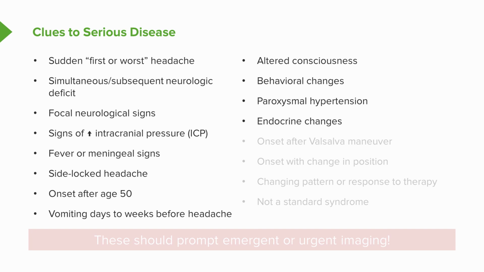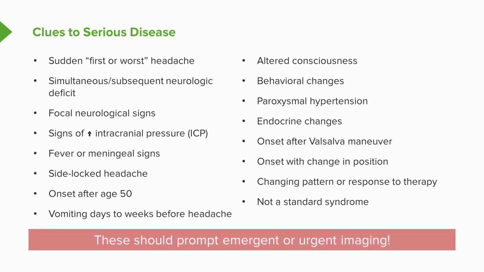Endocrine changes could suggest a problem in the pituitary or sellar region that could be a tumor or a venous abnormality or vascular abnormality that needs to be evaluated with imaging. Onset after Valsalva. Valsalva or bearing down reduces the venous flow out of the brain, increases the stuff, the veins, the CSF, the brain that is in the cranial vault, and suggests a high-pressure cause of headache. Onset with change in position suggests maybe a high or low-pressure headache. Changing in the pattern or response to therapy, something that previously responded to therapy but isn't currently, and something that's just not a standard syndrome. Those are the things that require additional evaluation, and these should prompt emergent or urgent imaging.